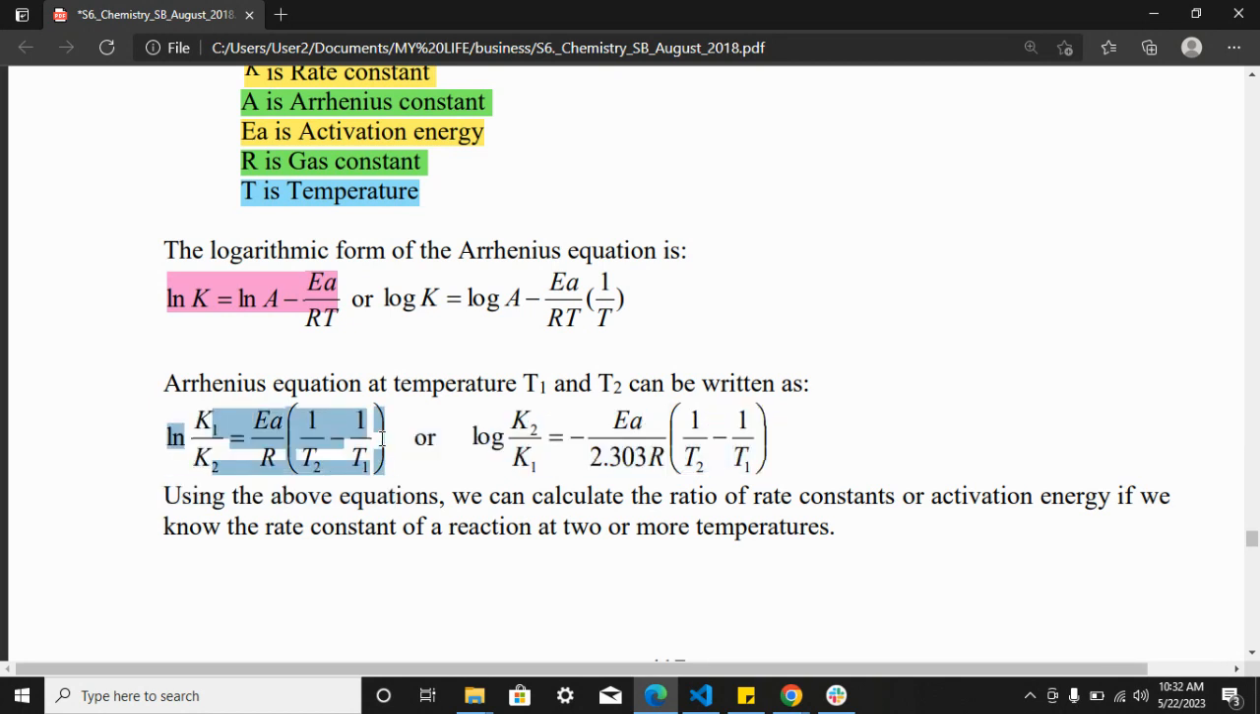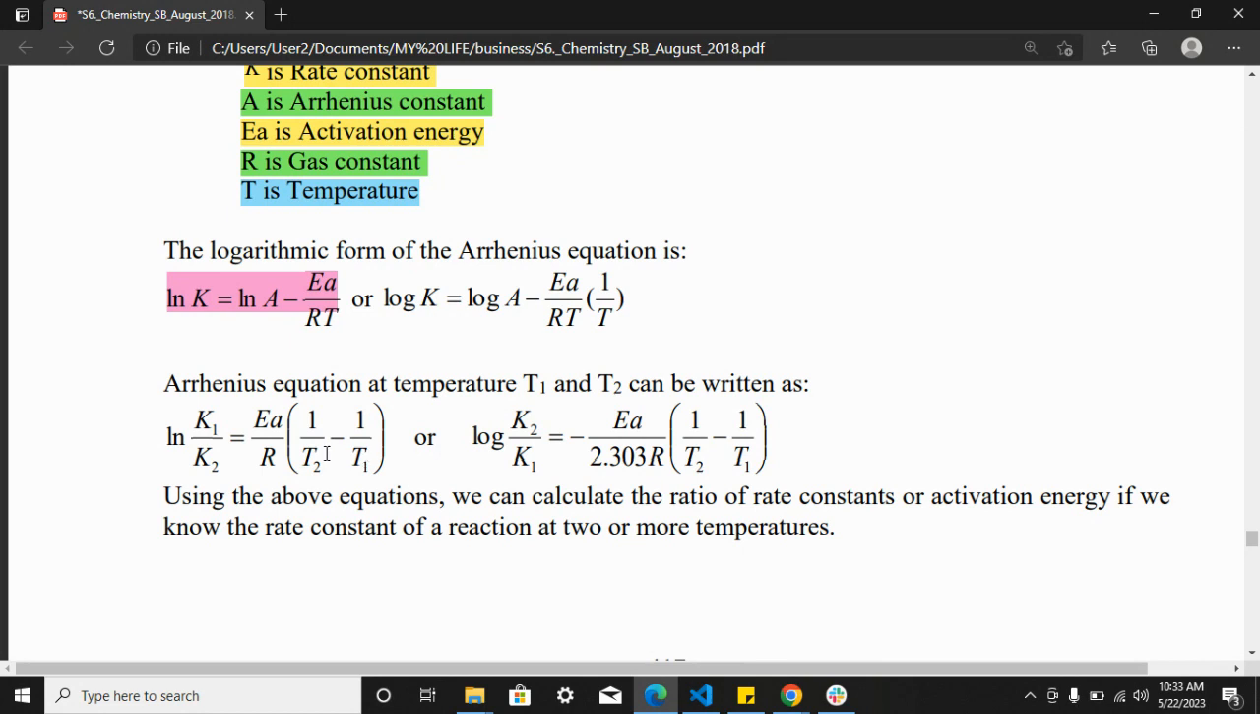I think mathematically you can see what you will have: ln k1 minus ln k2, this will lead to ln k1 over k2, which will be equal to ln A minus ln A, which cancel out and become zero, then you have e to the power Ea over RT1 minus e to the power Ea over RT2, okay.